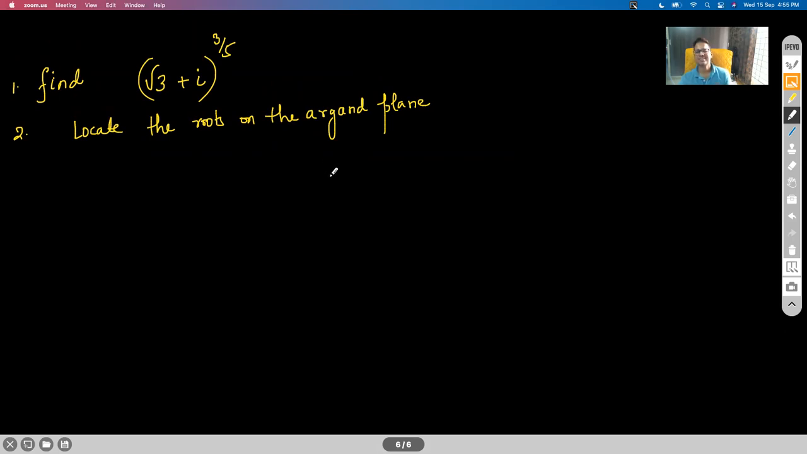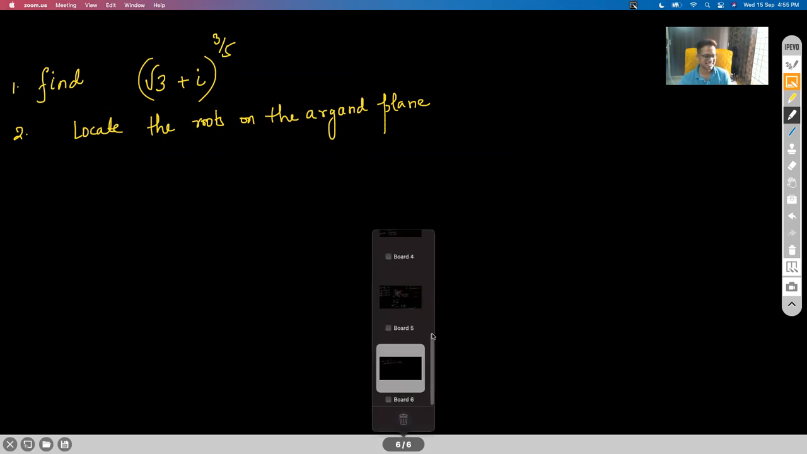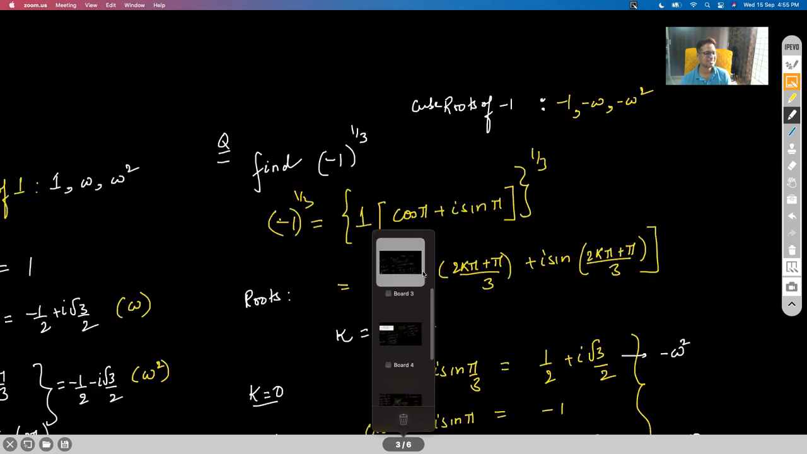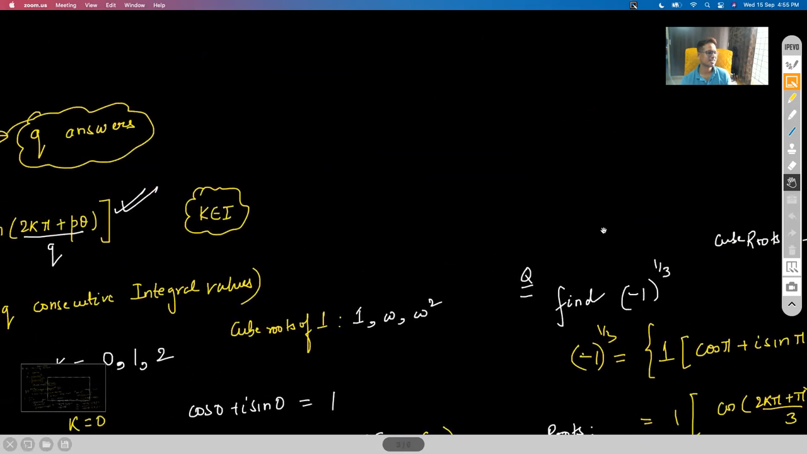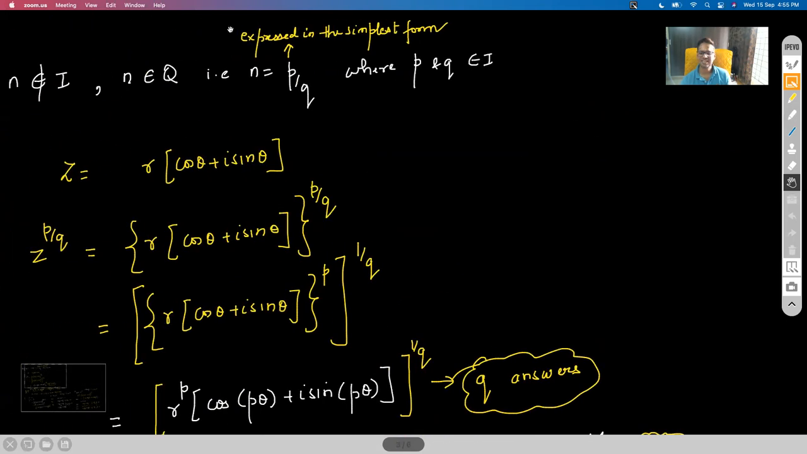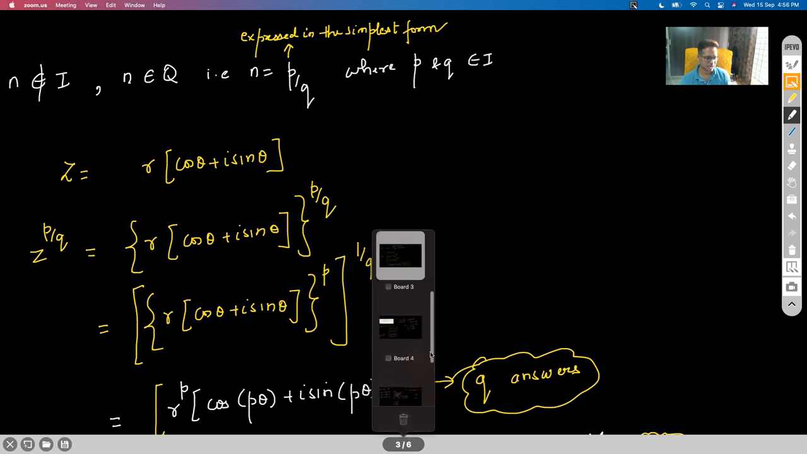Yes, madam. p by q should be in the simplest ratio. I think you had missed out writing this. In the previous slide, I had written, look at the top. You see something? Express in the simplest form. Neither if you write 1/2 as 100/200, you will not get 200 answers, right? Okay, let's go back to the question.